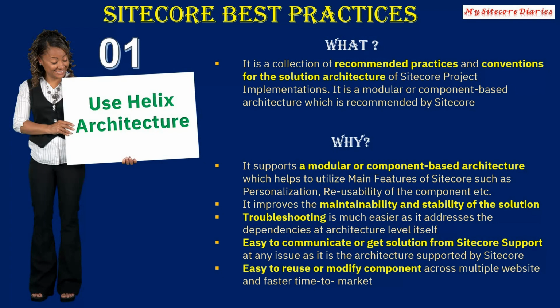Troubleshooting becomes easier, because it addresses the dependency at the architecture level itself. It is easy to communicate with Sitecore, because Sitecore themselves recommend the Helix architecture. And due to Helix architecture, it is reusable. So you can reuse and modify components across multiple websites. That means faster time to market. You are using the same component in multiple websites, so time to market will become fast. So this is the reason why you should use Helix architecture as a best practice.